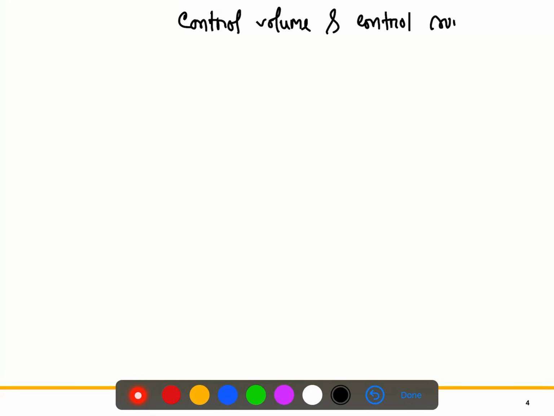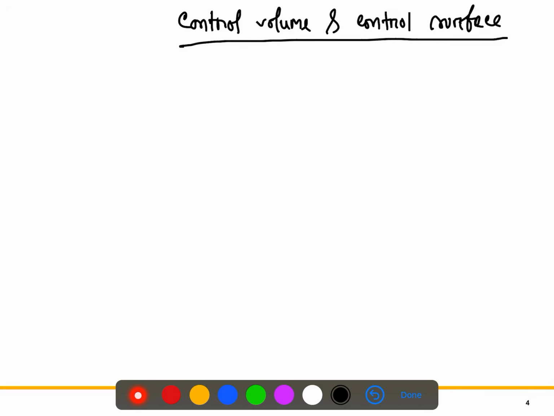Okay, so now we will discuss some important theories. It is called the control volume. Let's say this is control volume and control surface. So we'll try to understand this at first and then we will start with some other theories.